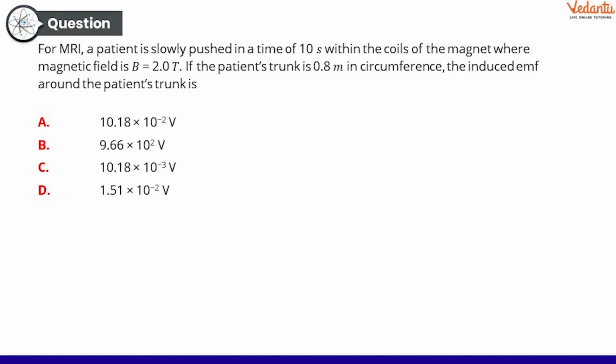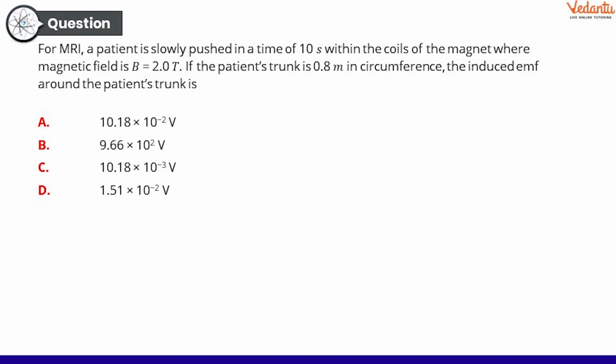Just 5 more questions to go. Question number 6. For MRI, a patient is slowly pushed in a time of 10 seconds within the coils of the magnet where magnetic field is B, which is equal to 2 Teslas. If the patient's trunk is 0.8 meters in circumference, the induced EMF around the patient's trunk is how much?